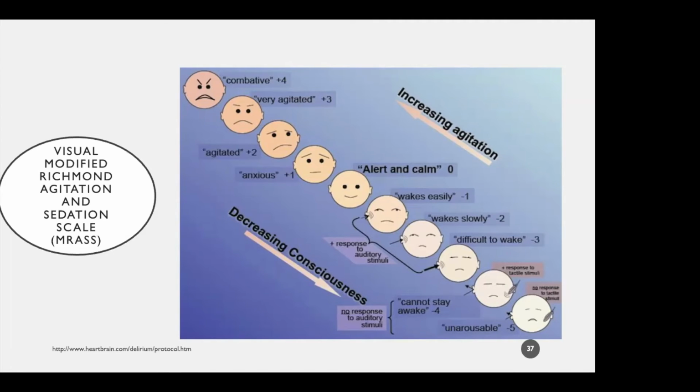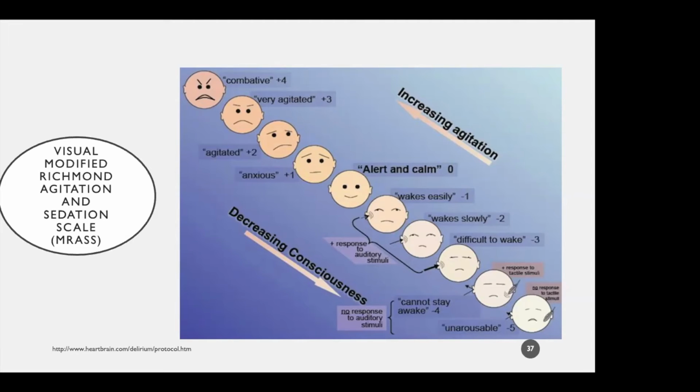I would highly recommend you check out that link, which is heartbrain.com/delirium/protocol. It comes out of the VA, and you will actually be getting this instrument in the package that Kelly will be sending out. I just like the pictorial. It also helps me when I'm writing up my assessment after I maybe use the ultra brief screener, because I can describe how this person is difficult to wake or unarousable. So I just wanted to include that for you.